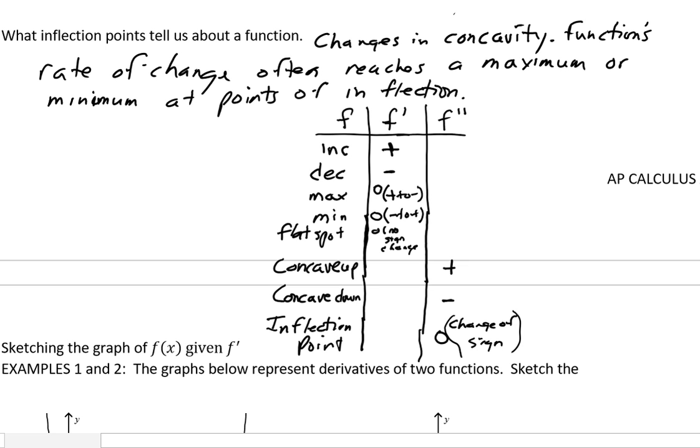And notice we could also put this as f prime and this as f double prime, and all these things would be true. In other words, if the second derivative is positive, then the first derivative is increasing.